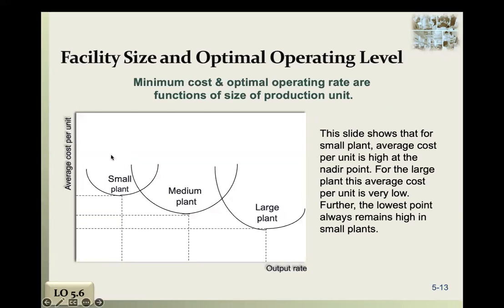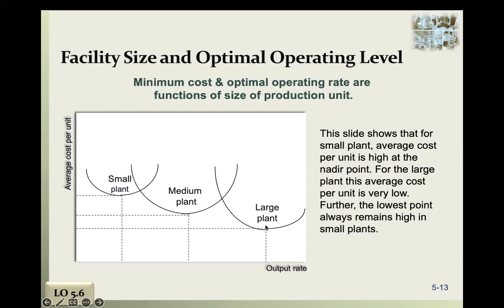Now, in this slide, we are comparing different plant sizes. So it's a small plant, and then a medium plant, and a large plant. And as you can see, let's say this is the nadir point, the lowest point where the cost is lowest. So it is this one. For a medium plant, this is the nadir point, that's the optimal level. And for a large plant, this is the nadir point, the optimal.